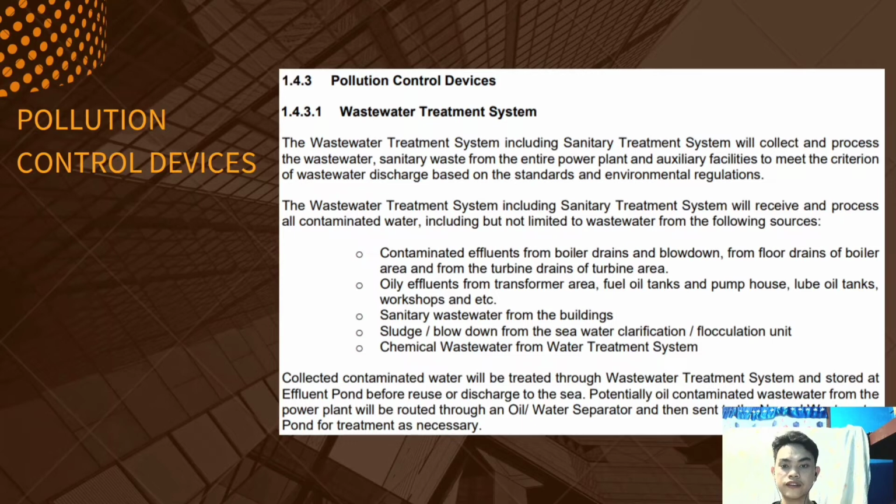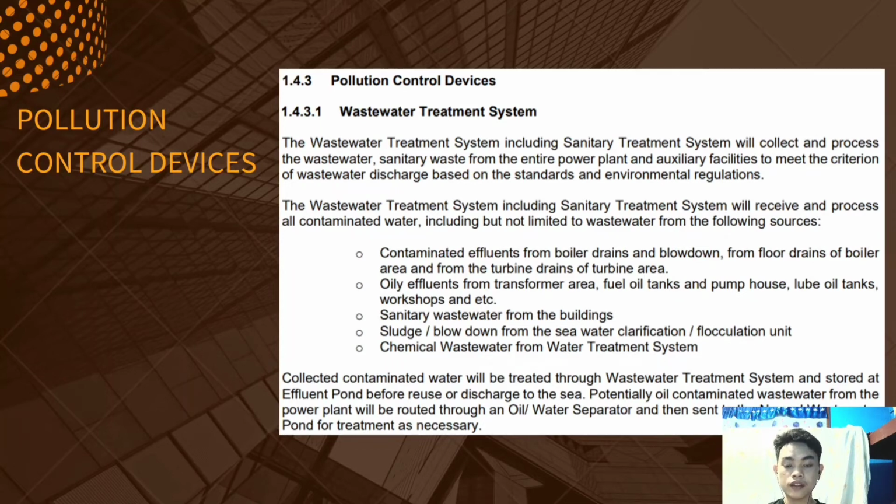So, pollution control devices. One of these is the wastewater treatment system. The wastewater treatment system, including the sanitary treatment system, will collect and process the wastewater and sanitary waste from the entire plant and auxiliary facilities to meet the criteria of wastewater discharge based on the standards and environmental regulations. It will receive and process all contaminated water, including but not limited to wastewater from the following sources.